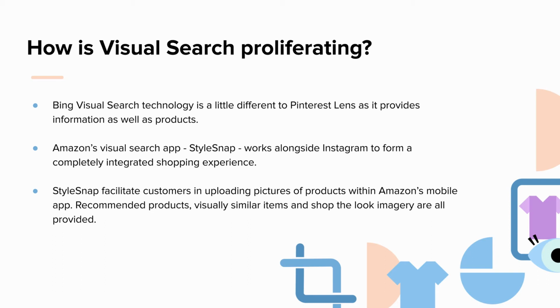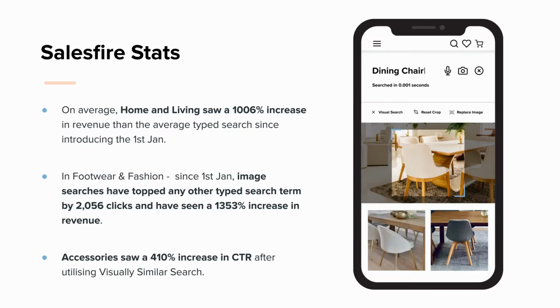Yeah. So we'll move on now. Some stats we've pulled out from our own dashboard. On average, home and living has seen over 1,000% increase in revenue in image search than the average typed search since we introduced it on the 1st of Jan, which is pretty crazy, to be honest. It's done all right then, isn't it? Yeah, it's pretty crazy, considering it was a bit of a hunch to us before Christmas, I'd say, before we went full speed with developing it. These are the numbers, essentially, which push the business case for it.